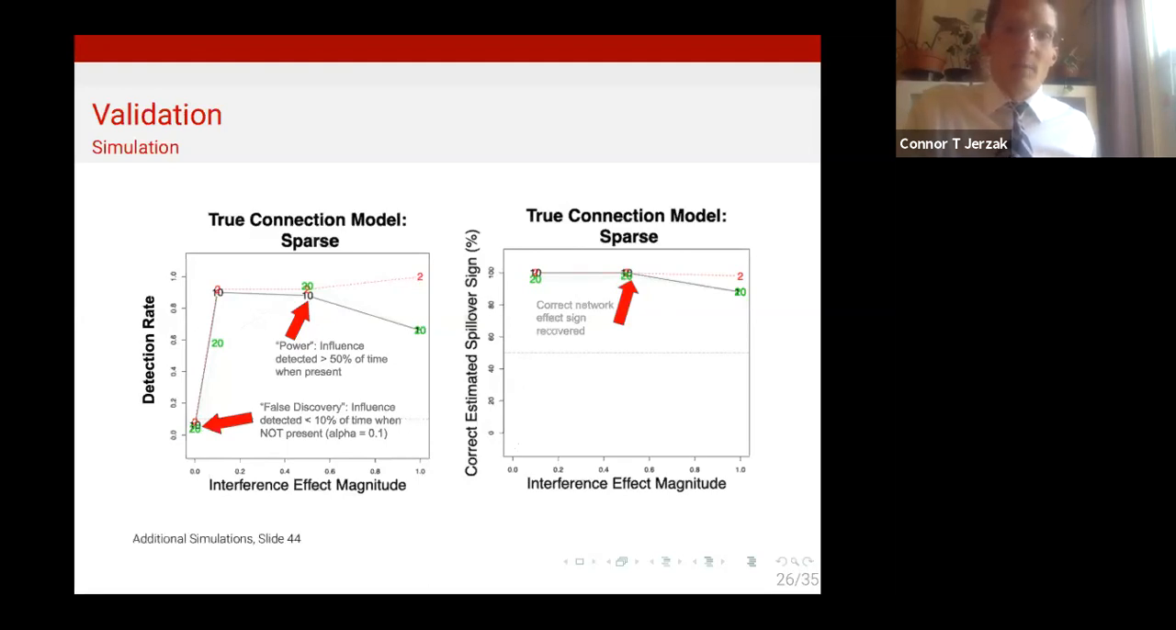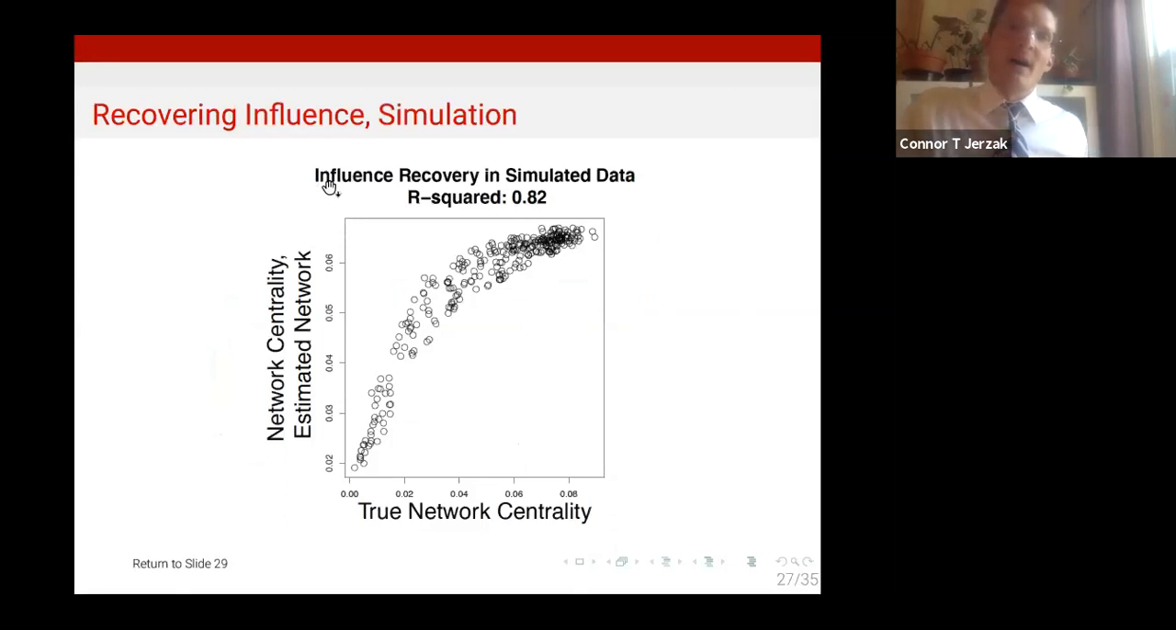But we might also ask, what is our ability to recover the network centrality of the true network? In this case, we don't observe the true network. The true network exists in some way, but we're trying to infer that using the machine learning paradigm that was just outlined above. And we can compute on the x-axis the true network centrality measure. So we can take the first eigenvector of the adjacency matrix. That's a measure of how influential people are in this context.